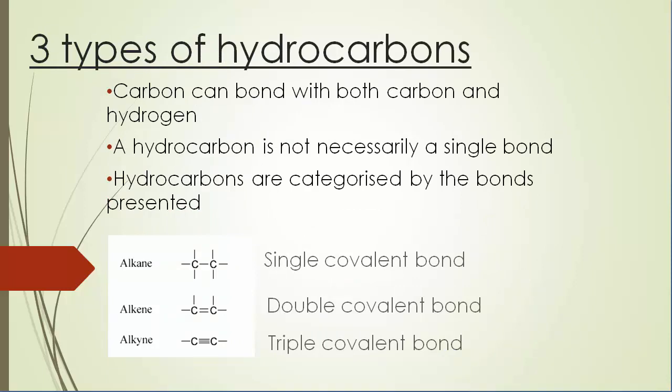We will then introduce 3 types of different hydrocarbons. One point to notice is that a hydrocarbon is not necessarily a single bond. It can form double bonds as well as triple bonds between carbon and carbon. Hydrocarbons are categorized by the bonds presented.